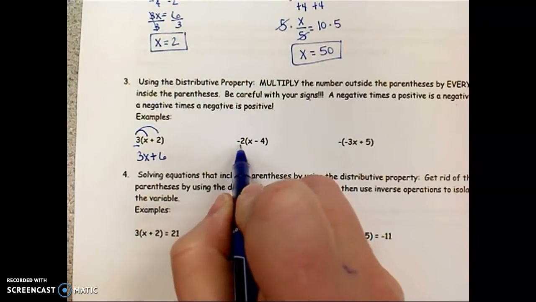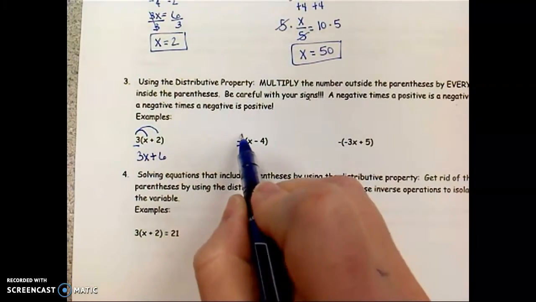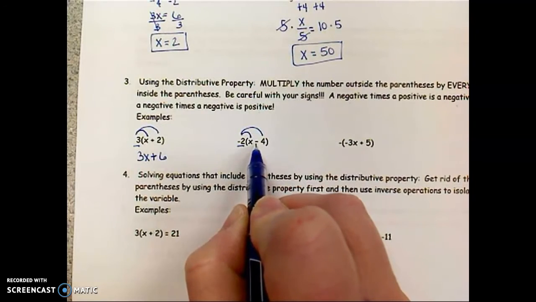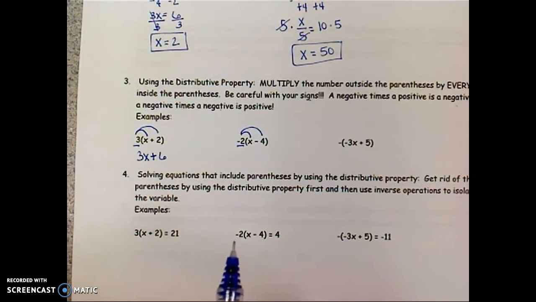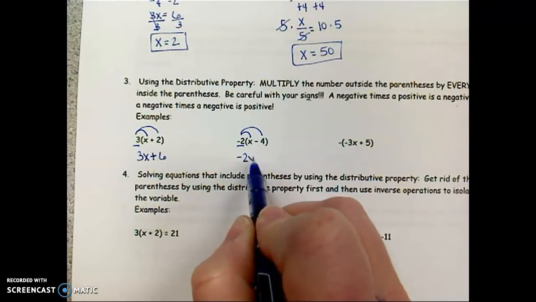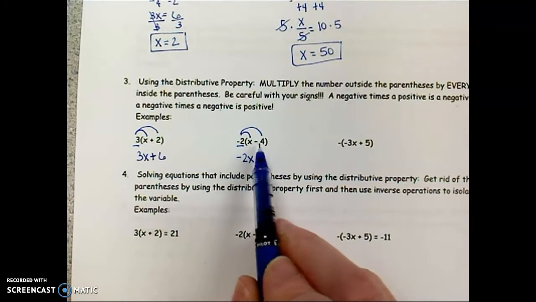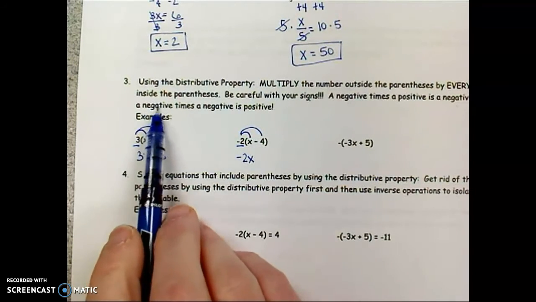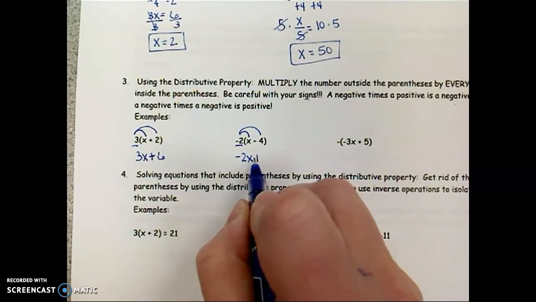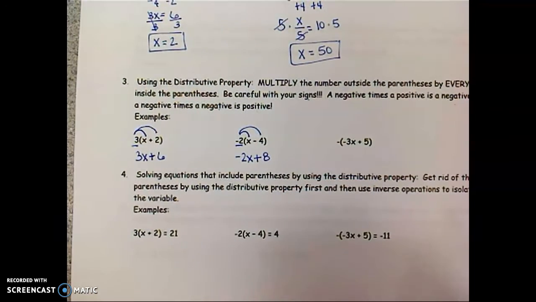On the second one, we're distributing a negative 2 times the x and times the 4 that has a negative sign in front of it, so that's a negative 4. So negative 2 times x is simply negative 2x. Negative 2 times negative 4, remember a negative times a negative is positive, so that becomes positive 8. So I'm going to put plus 8.